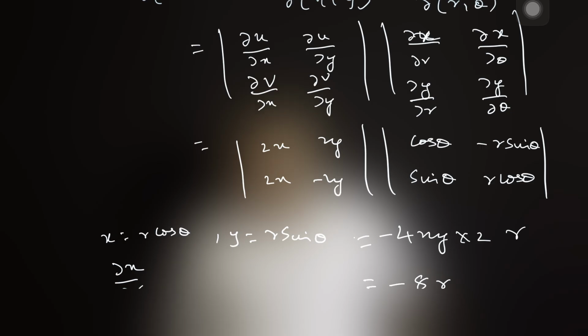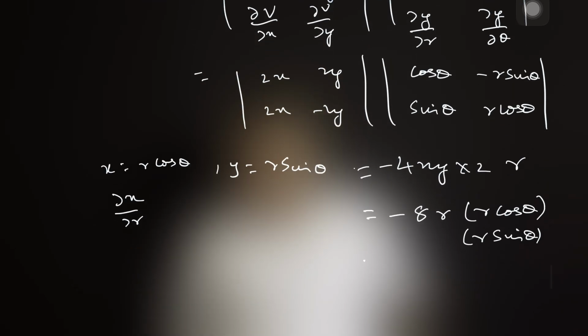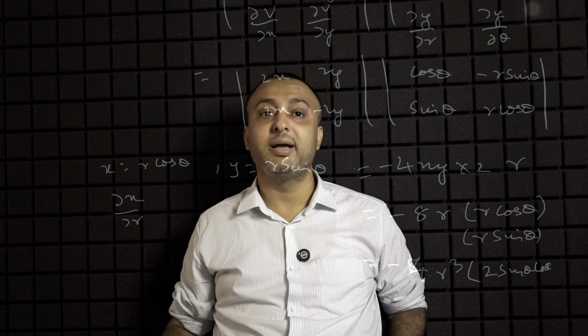This can be written r cos theta, r sin theta. So this gives me effectively minus 8, for that matter minus 4 r cube 2 sin theta cos theta. So this is nothing but minus 4 r cube sin 2 theta. So I am getting perhaps the same answer in both the cases.